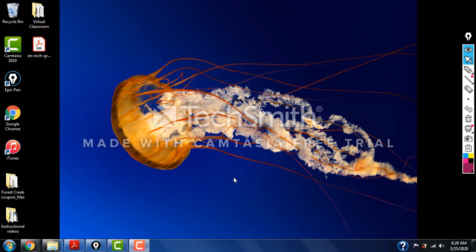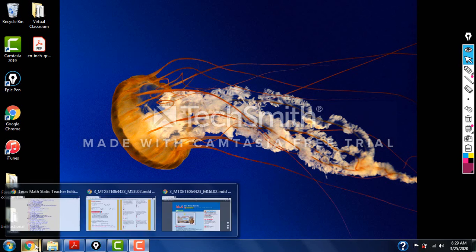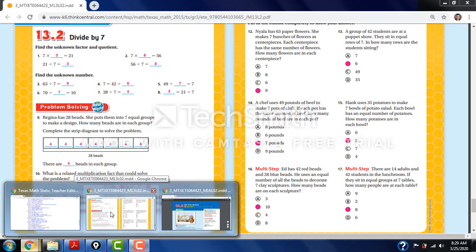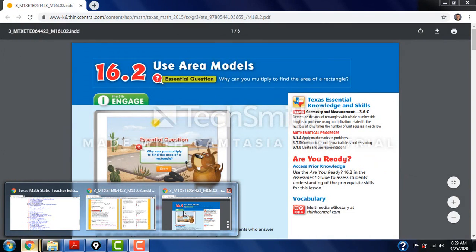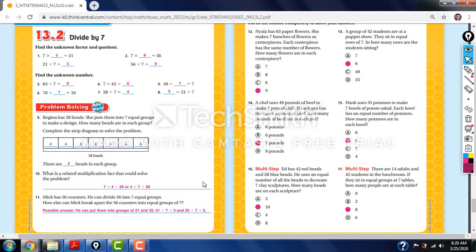Lopez again. Let's go ahead and start the morning with checking your daily task assessment and homework on the Go Math workbook. We're going to be doing 13.1 and 13.2 and 16.2. So let's go ahead and get started.